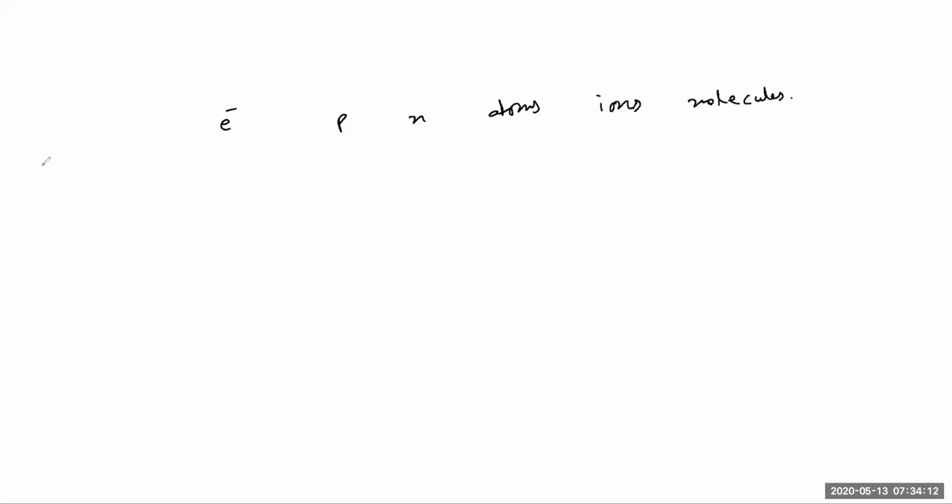Now, what is the first one? Carbon dioxide again, I think, right? CO2. So how to calculate this? Electrons, protons, neutrons, atoms, ions, molecules. How many carbon atoms are there here?